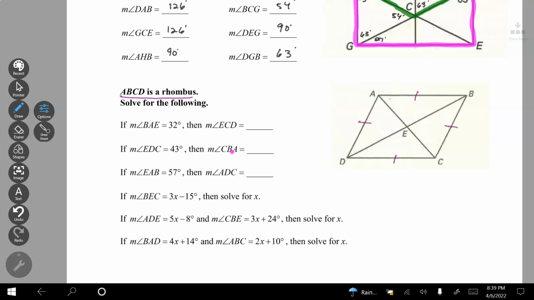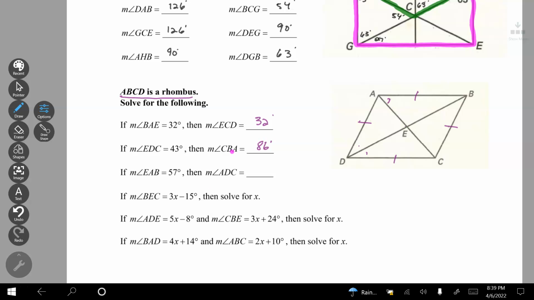So this is a rhombus, so all four sides are the same. And I'm doing BAE, this angle is 32 degrees. That means ECD will be alternate angles, it's also 32 degrees. Angle EDC right here at the bottom is 43 degrees, so CBA, well, this is 43 degrees. This one here is also 43 degrees. That means this angle here is 86, and across from it has to be the same, 86 degrees.